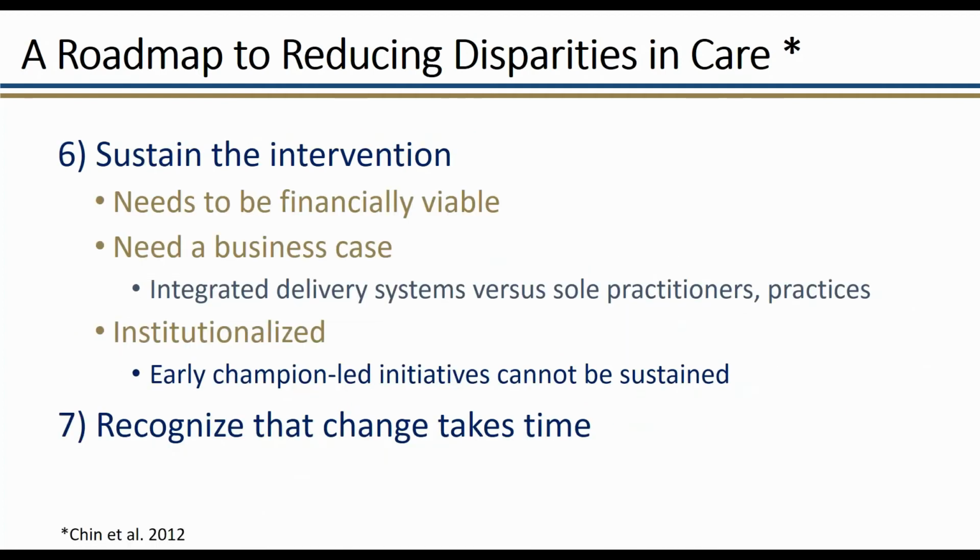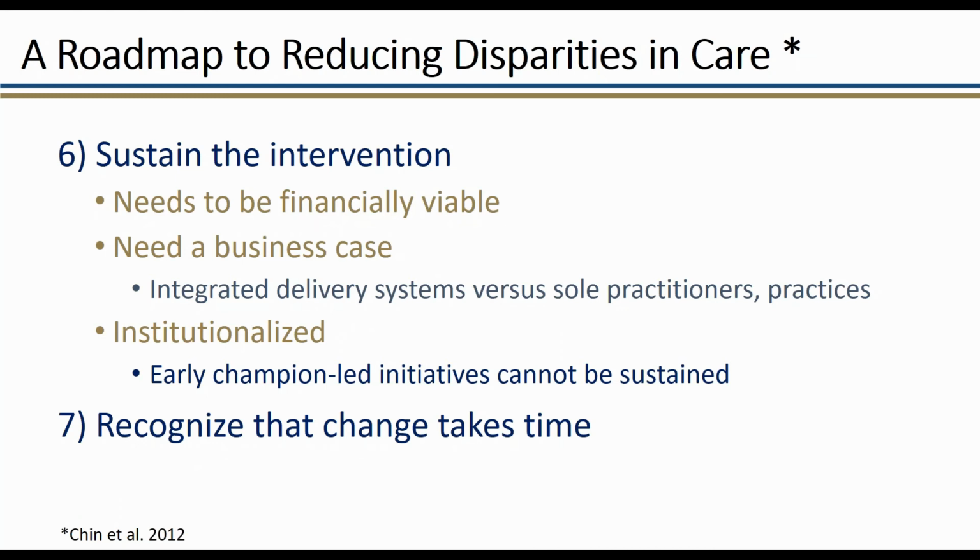And then finally, just thinking about sustaining the intervention. If you do find out things that work, the solutions need to be financially viable. You need a business case for them, and they need to be institutionalized. And so, to give you an example, we know in the acute care setting, acute care hospitals are very focused on decreasing their readmission rates. And so let's say they know that for stroke, the readmission rates are higher for their African American population.